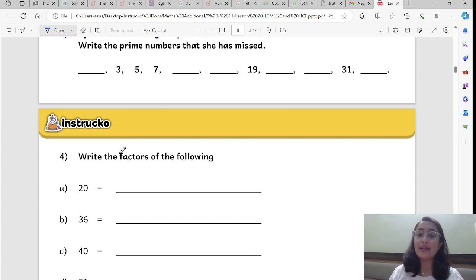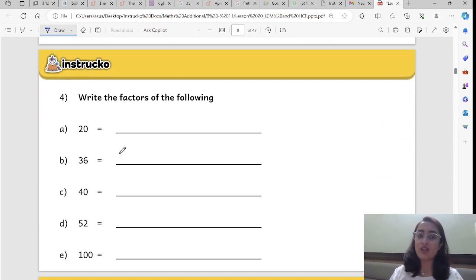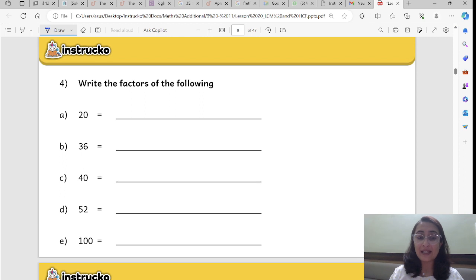So now let's move to the next part of the chapter. Okay, in this next part we will be studying about the factors. Okay, what are the factors? Okay, so as we wrote there, here also we will write the factors of 20, 36, 40, 52 and 100. We won't be able to do all the questions in this class, but let's pick a few difficult ones. Okay, so let's start with 36.